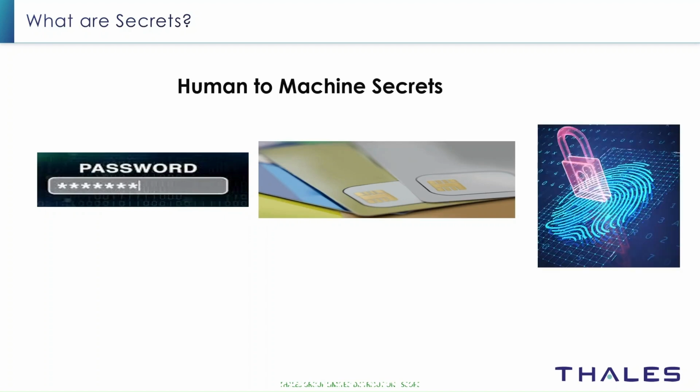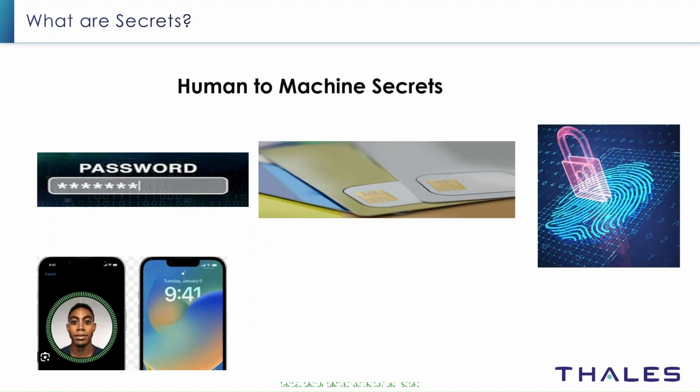To give you an example, in our daily lives, we use our face biometric to unlock our phones. So in this case, we, as a human, are using a secret, which is a biometric authentication, to unlock a machine, which is our phone, to access certain resources, which are actually inside our phone.